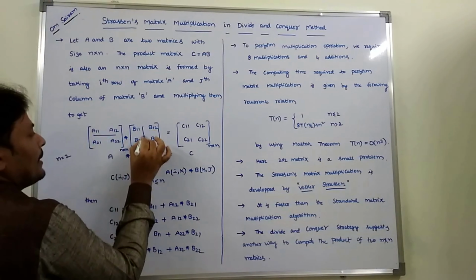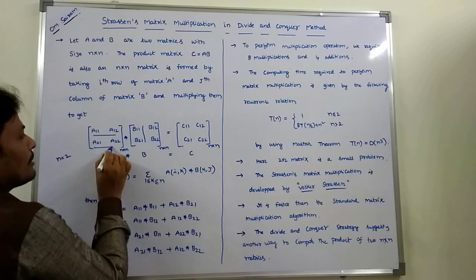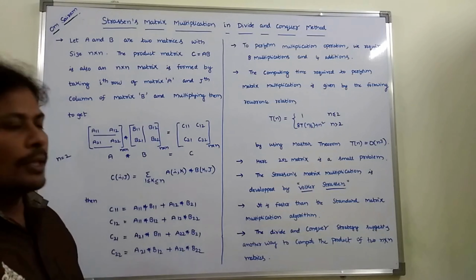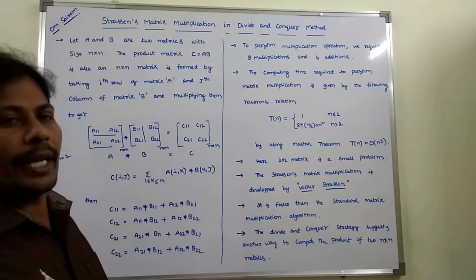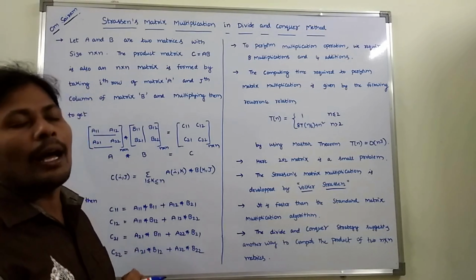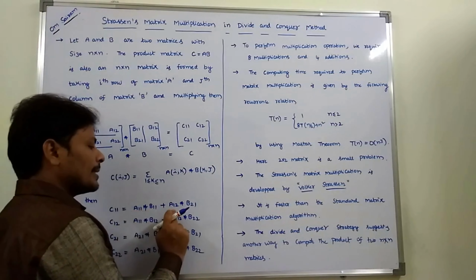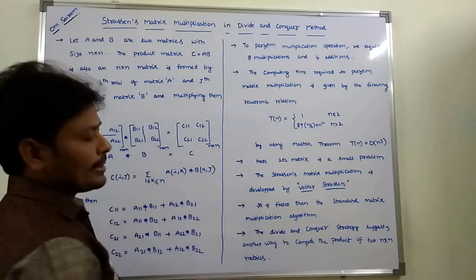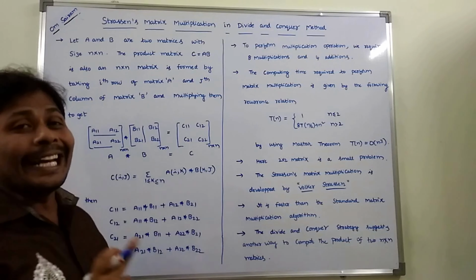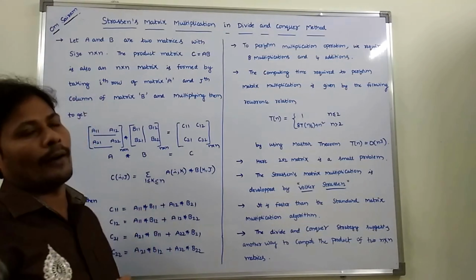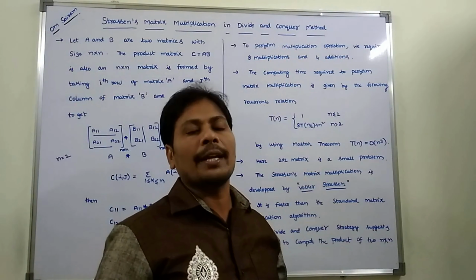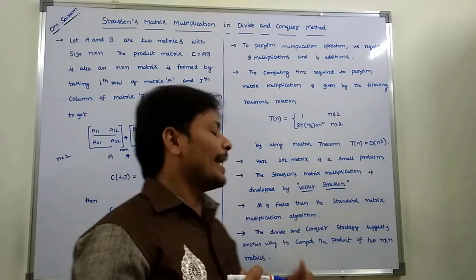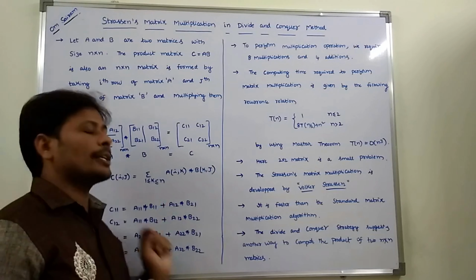Okay. So this is multiplied with this one, and this is multiplied with this one. Now, observing this multiplication process, how many products are there? This is one product, this is another product, and so on. How many multiplications are there? 8 multiplications and 4 additions. To perform this multiplication operation with the size 2x2 between 2 matrices, 8 multiplications are required and 4 additions are required.